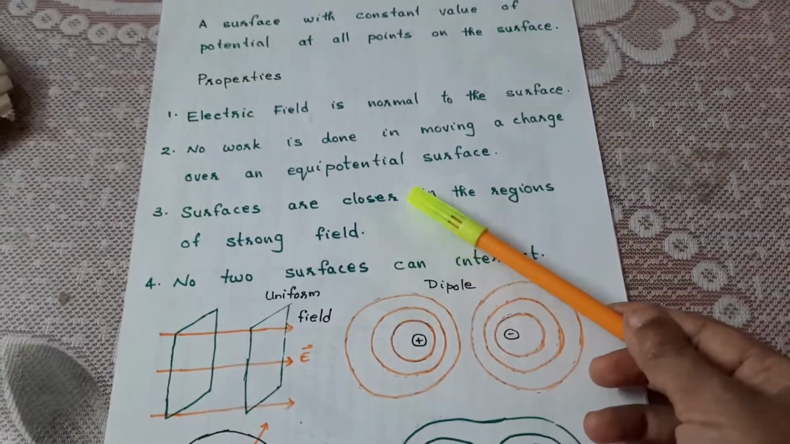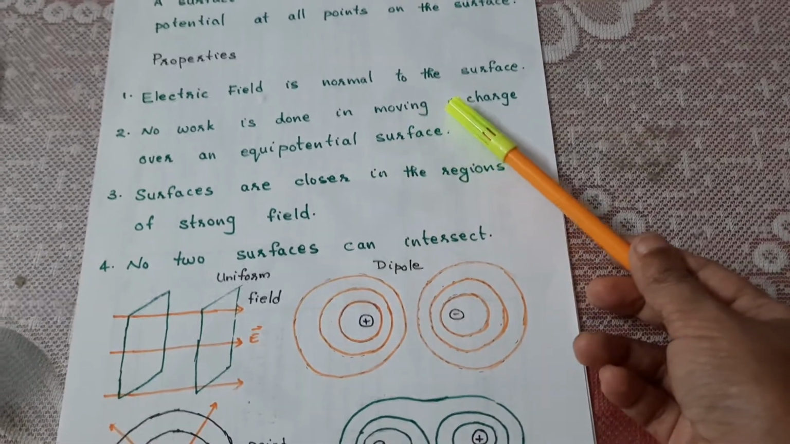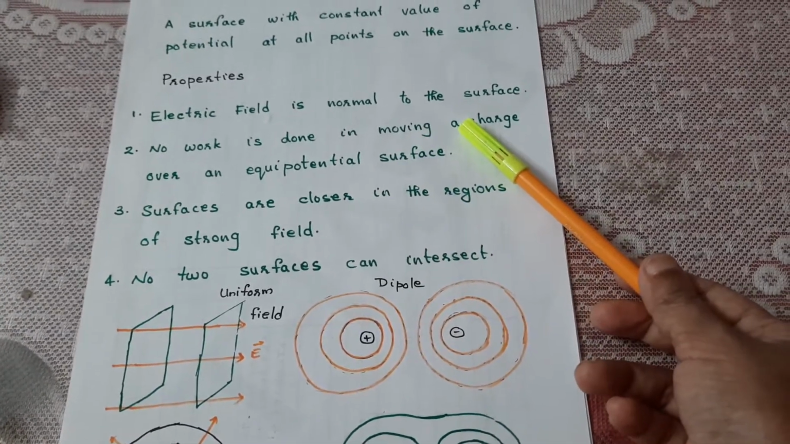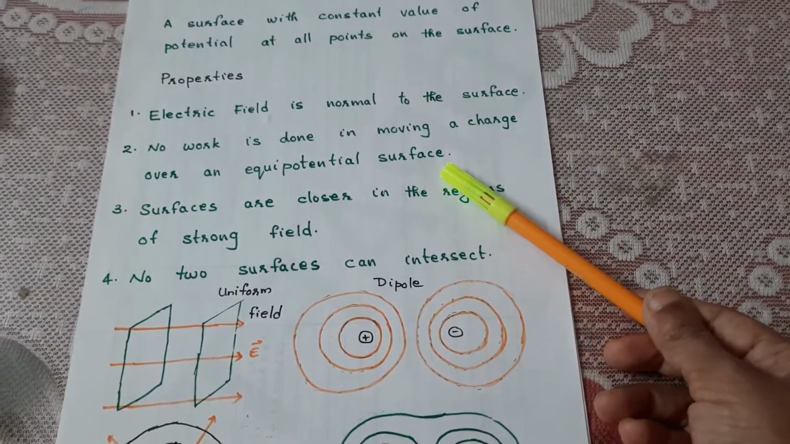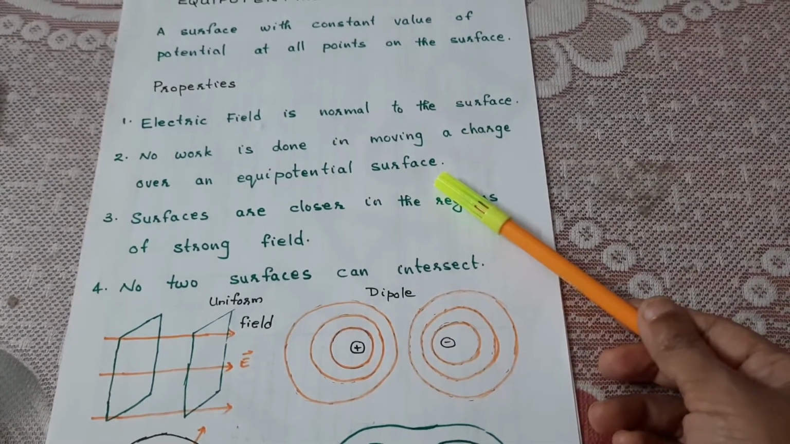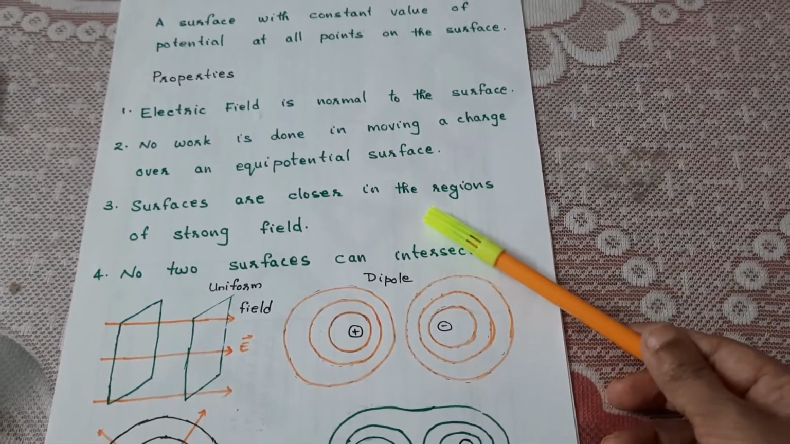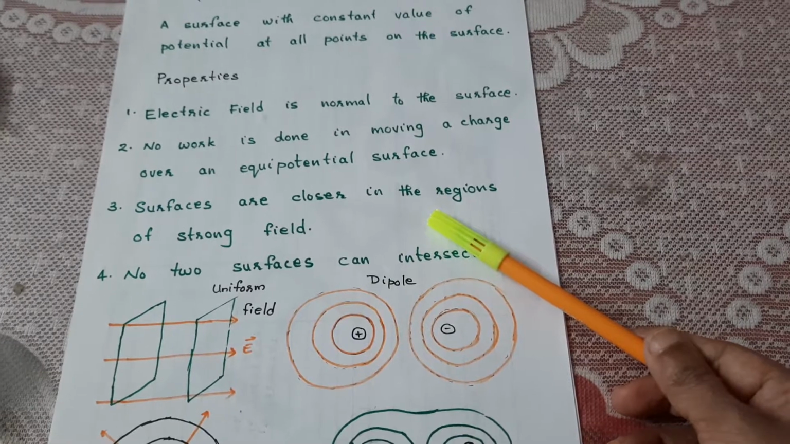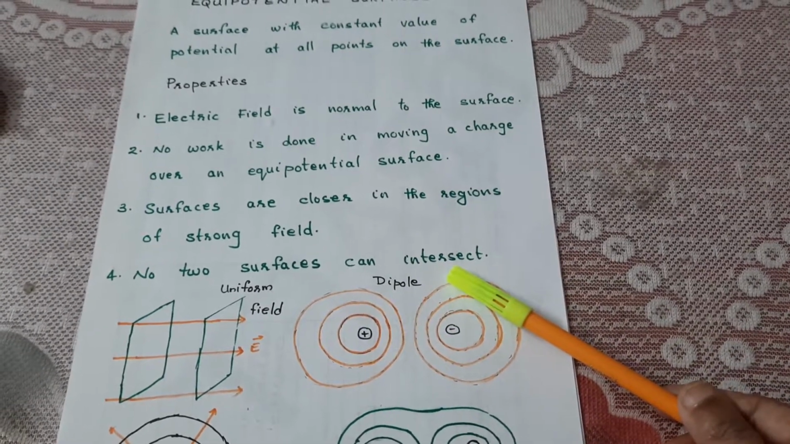So let us see the properties of equipotential surfaces. The electric field is normal to the surface. No work is done in moving a charge over an equipotential surface. Surfaces are closer in the regions of strong field. No two surfaces can intersect.